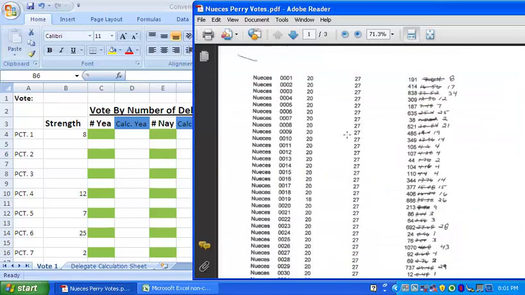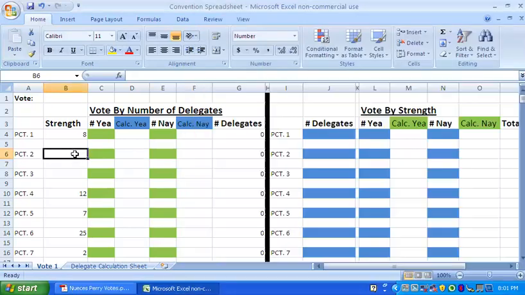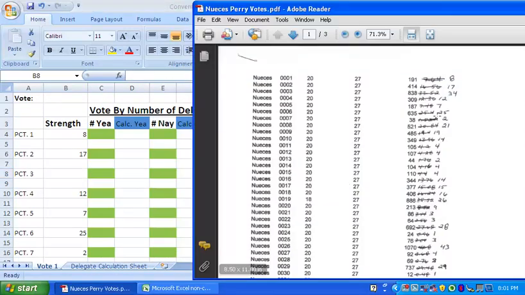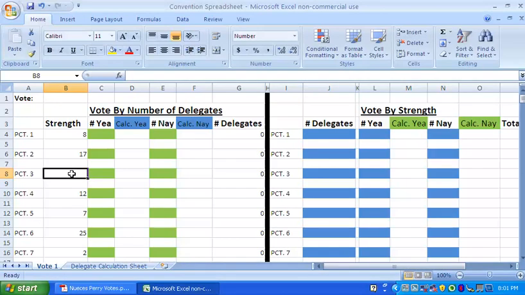Bring back up this sheet. Because of the 414 votes that Perry got in 2010, that gives Precinct 2 17 votes in their convention. So we're going to put 17 votes here. Precinct 3 had 838 votes, which gives that precinct 34 votes. So we come here and put those 34 in Precinct 3.